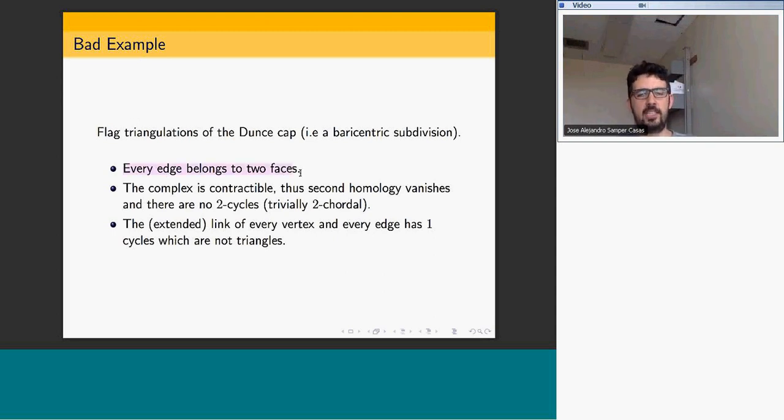Every edge belongs to exactly two faces, which means that every link of either a vertex or an edge is a cycle of length at least 4. So you have a complex which is trivially two-chordal, but not three-chordal. A link.